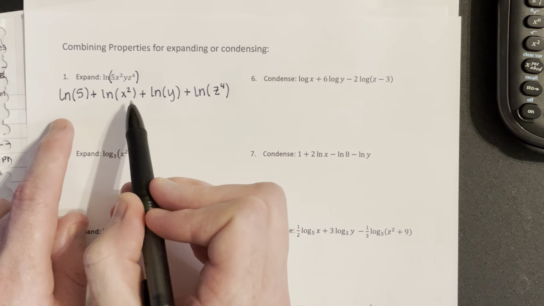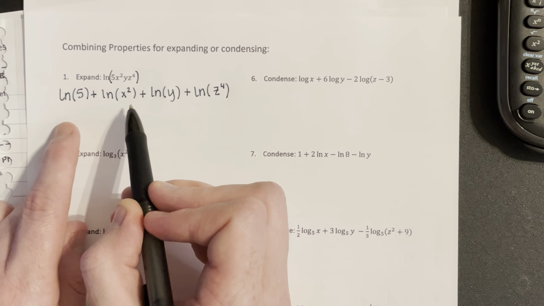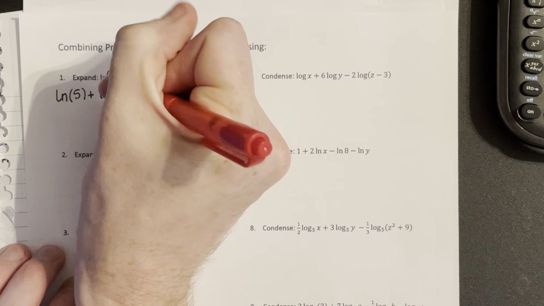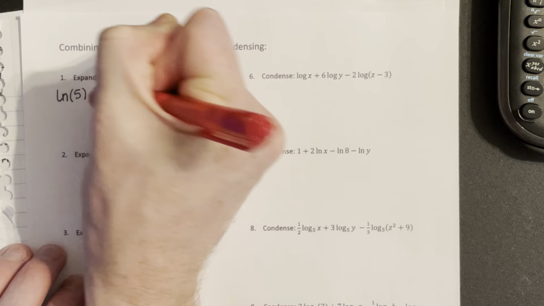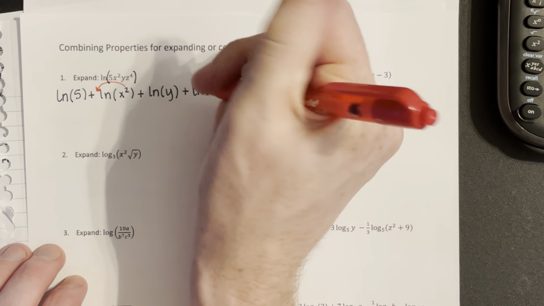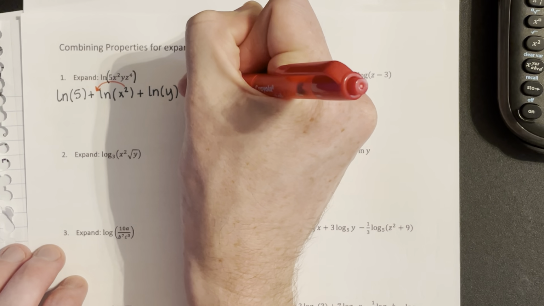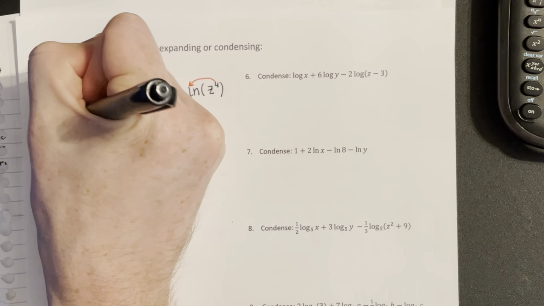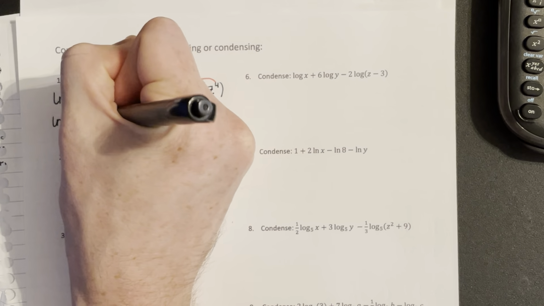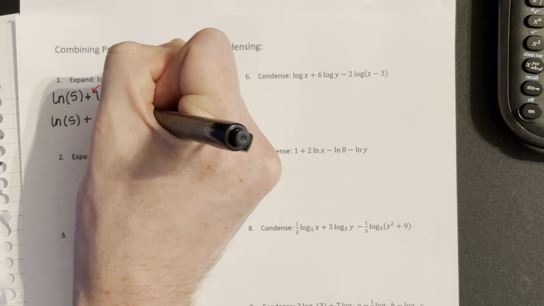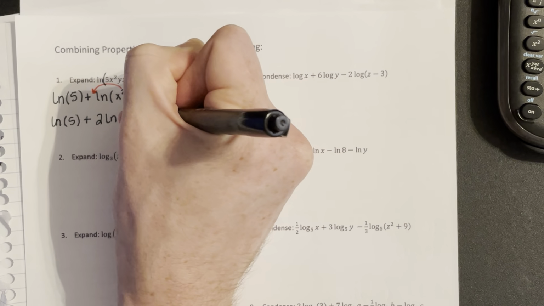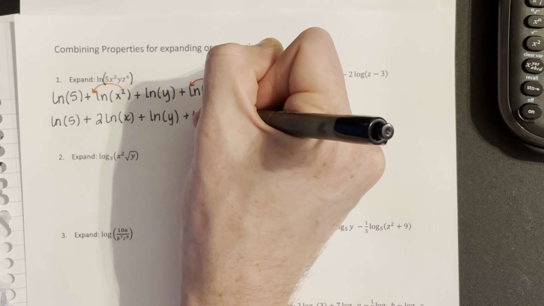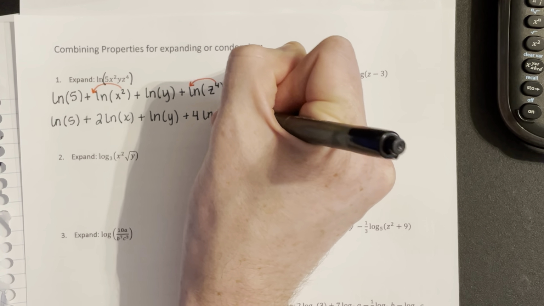But we're not all the way done because there's still a property that we can use. We can use the power property. So I'm just going to take those exponents and bring them out front of the log that they're associated with. That 2 would go in front of that second log, and the 4 goes in front of the last one. So natural log of 5 plus 2 natural log of x plus the natural log of y plus 4 natural log of z.